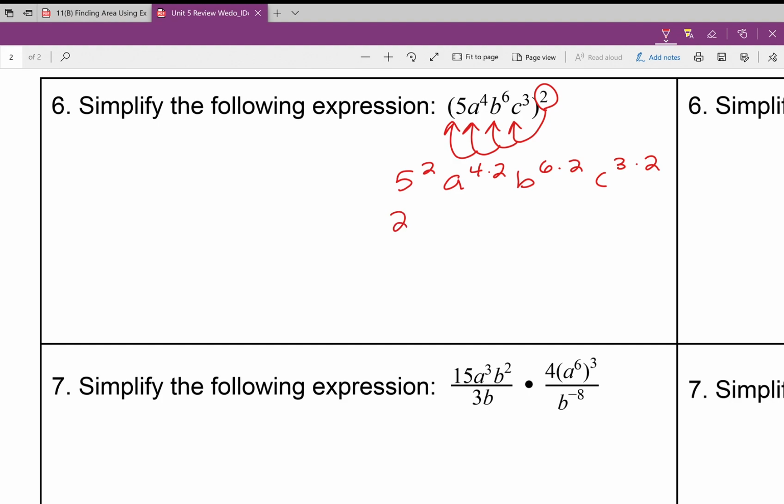5 squared is 25. A to the 4 times 2 is a to the 8th. B to the 6 times 2 is b to the 12th. And c to the 3 times 2 is c to the 6th. So this is my answer.